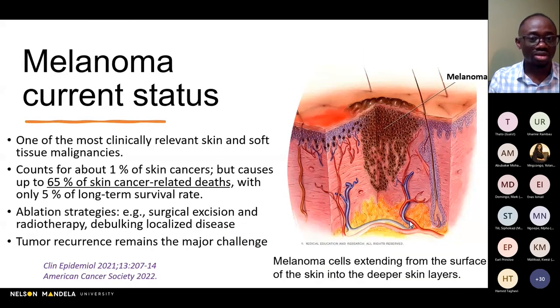So just a quick introduction. Melanoma is basically the tumor of melanocytes. So these are the skin cells that produce the skin pigment, the melanin. And this image here shows how the melanoma cells colonize the skin layer, across all the skin layers, including the dermal layer.